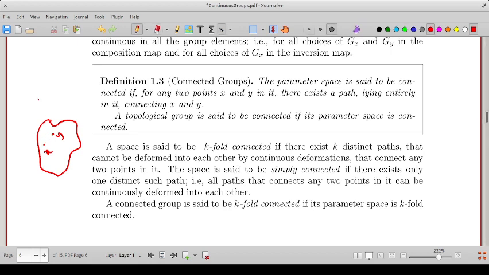Whereas if the parameter space was something like this, it consists of 2 disjoint sets, and if X was this and Y was this, there is no path connecting X to Y which lies entirely in the parameter space. If there is a path like this that connects X to Y, then this part of the path is lying outside the parameter space.